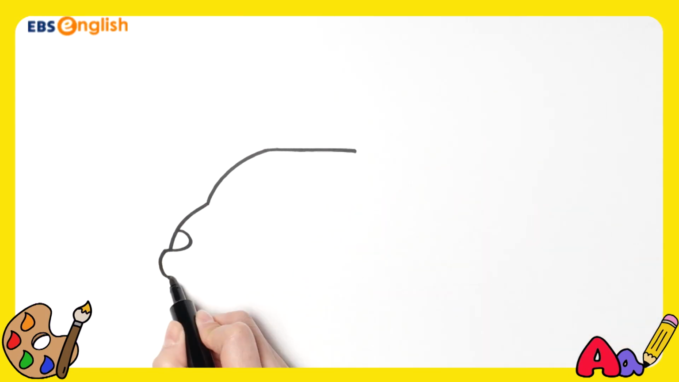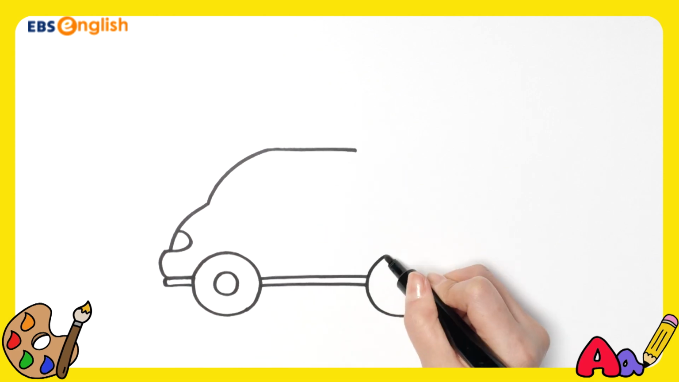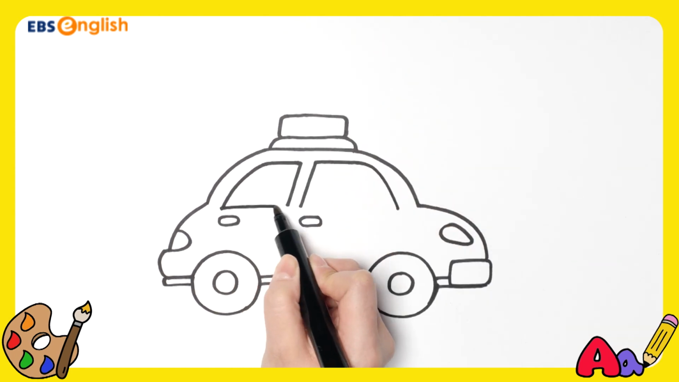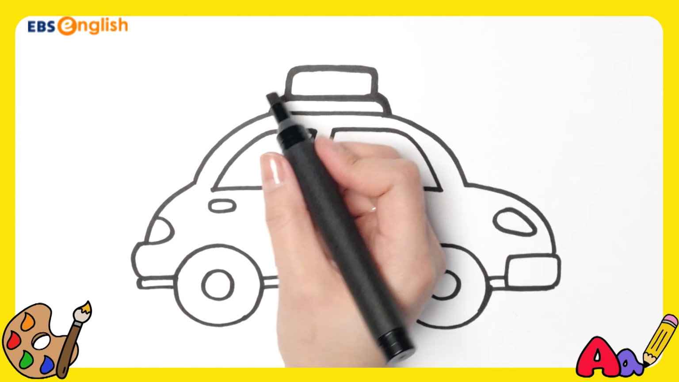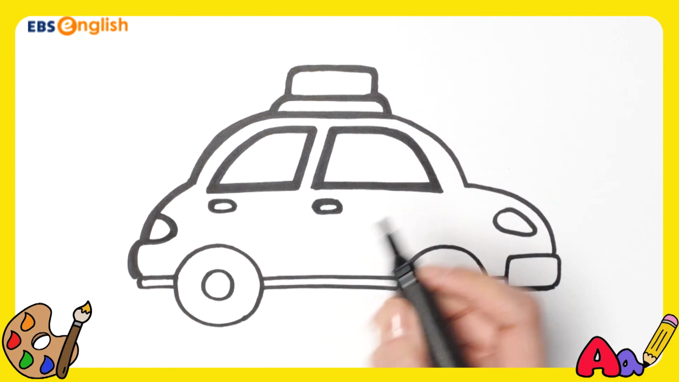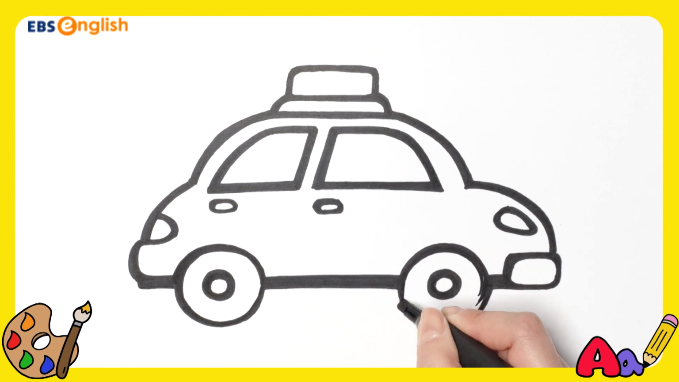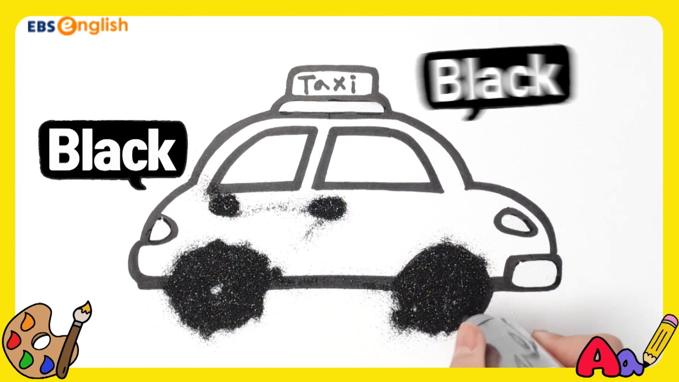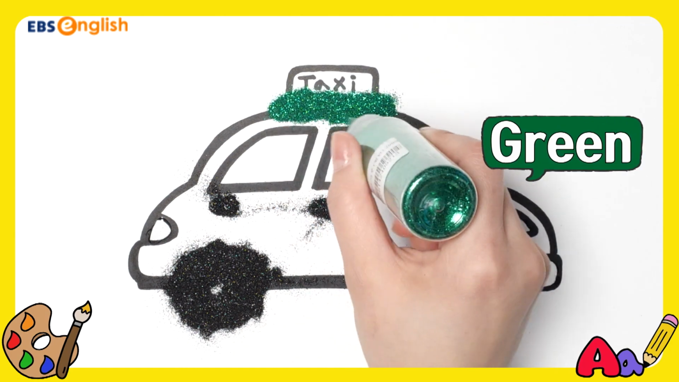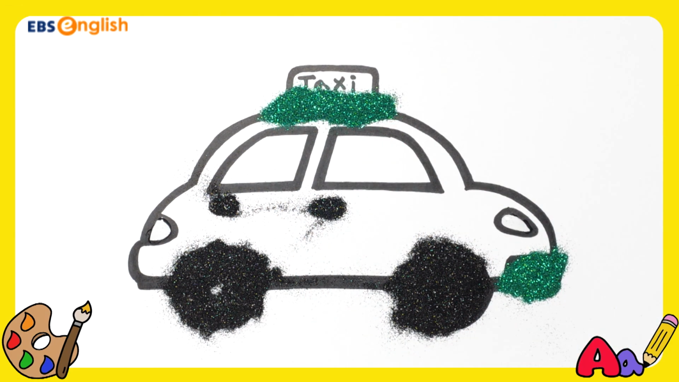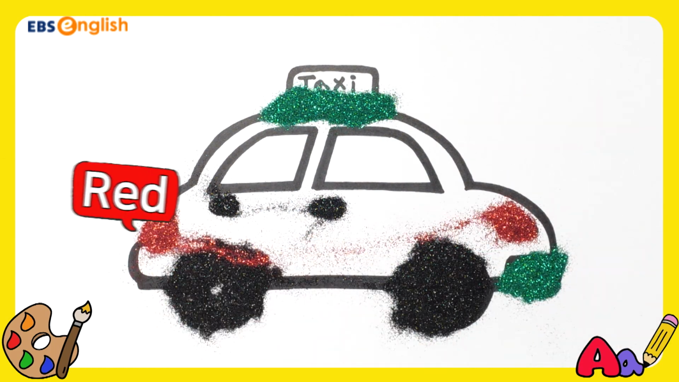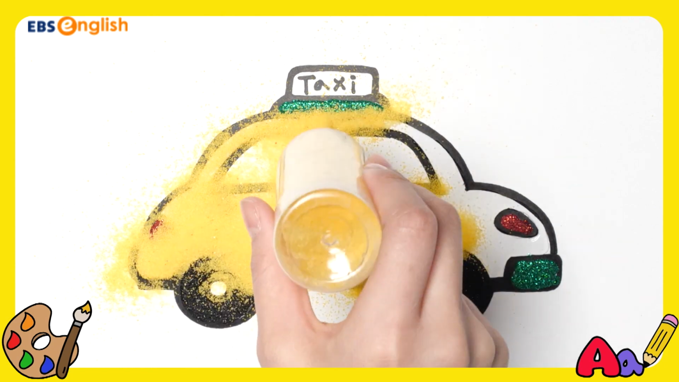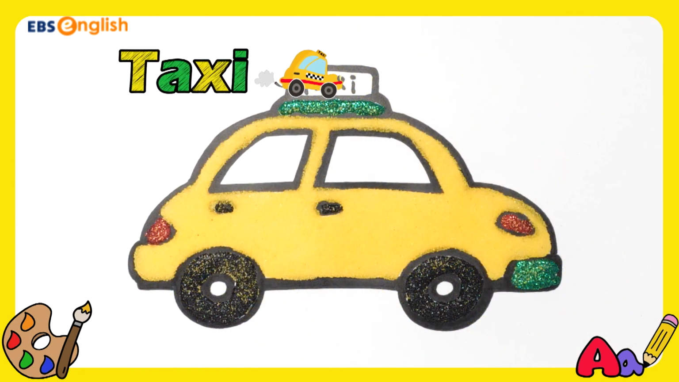What are you drawing? This is a taxi. This taxi has black, black, green, green, red, red. I think this taxi has yellow. Taxi, taxi.